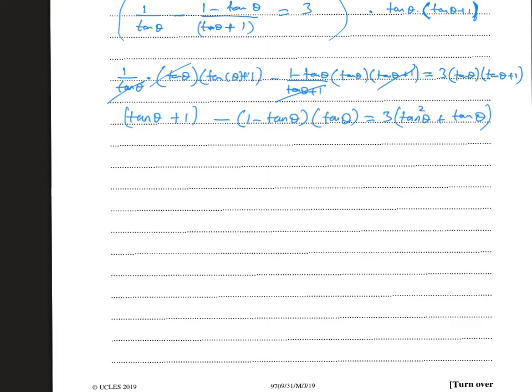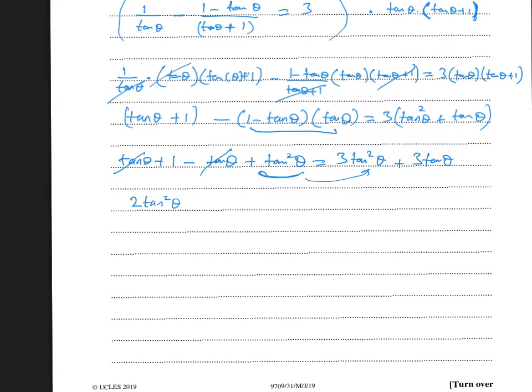Okay, now we have to simplify this expression further. So let me just write here tangent theta plus 1 minus tangent theta plus tangent square theta. So I basically multiplied these two terms, equals 3 tan square theta plus 3 tan theta. Okay, I think now we have to collect the like terms together. So let me move this tangent square theta to the right hand side. So this will give us 2 tangent square theta, and also we can cancel this with this, so plus 3 tangent theta and minus 1. So what I did, I just collected all the terms on one side.